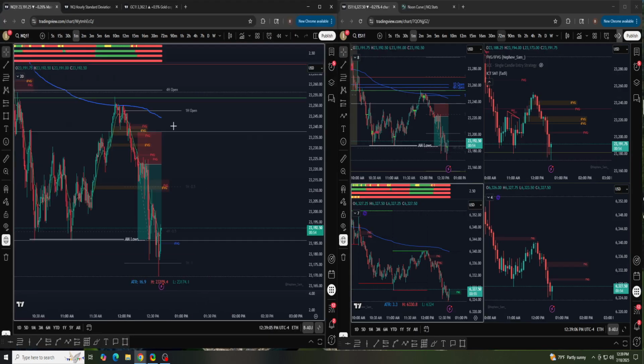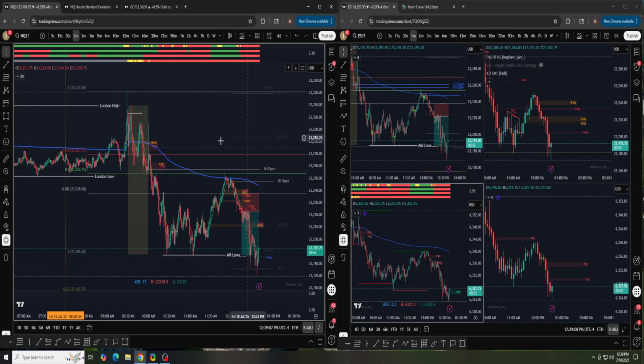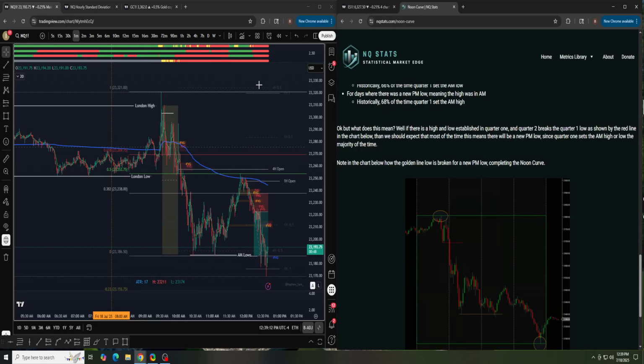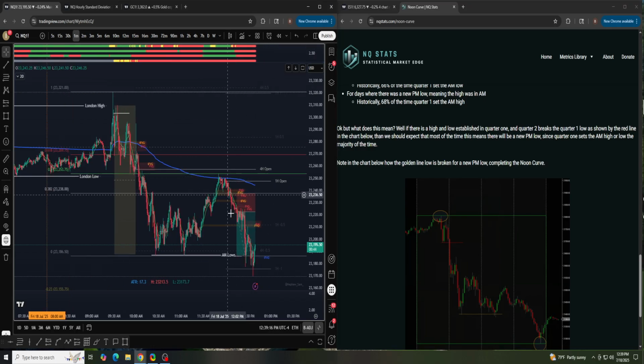That's basically it. So I want to stack confluences in my favor, and NQ stats helps with that. The dots help with that, and this was a beautiful setup that occurred during lunch. I'm sorry I missed it, but had I been at my desk, I would have taken it. It was a beautiful, beautiful setup.